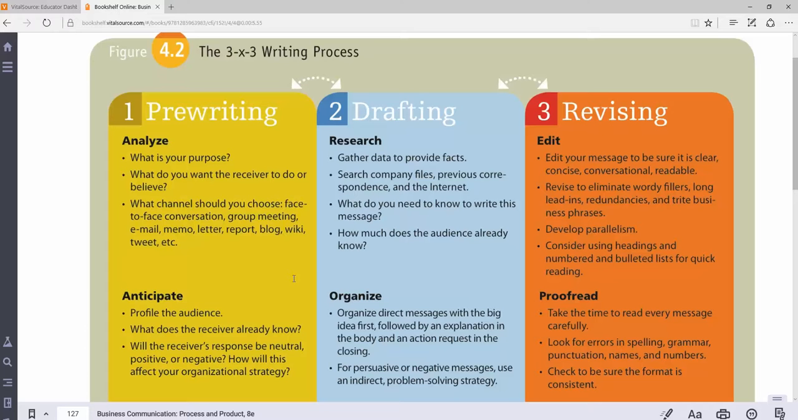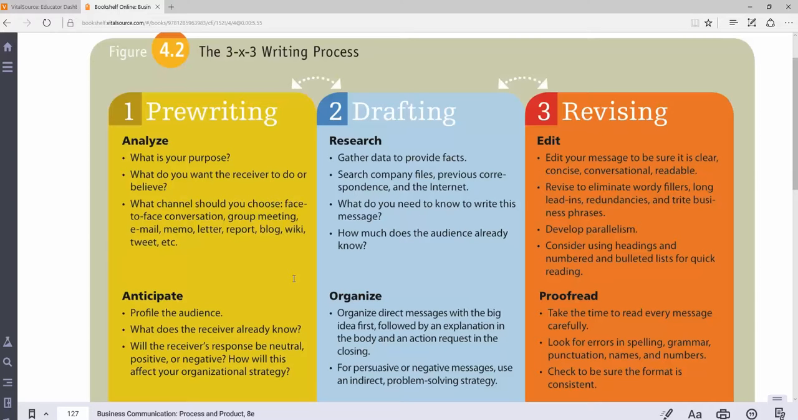than people that have PhDs or in the business world. What does the receiver already know? Yes, it's a judgment call on your part. Will the receiver's response be neutral, positive, or negative? Depending on what your answer is, that determines how you're going to organize your presentation. Then you're going to sit down and do your draft.